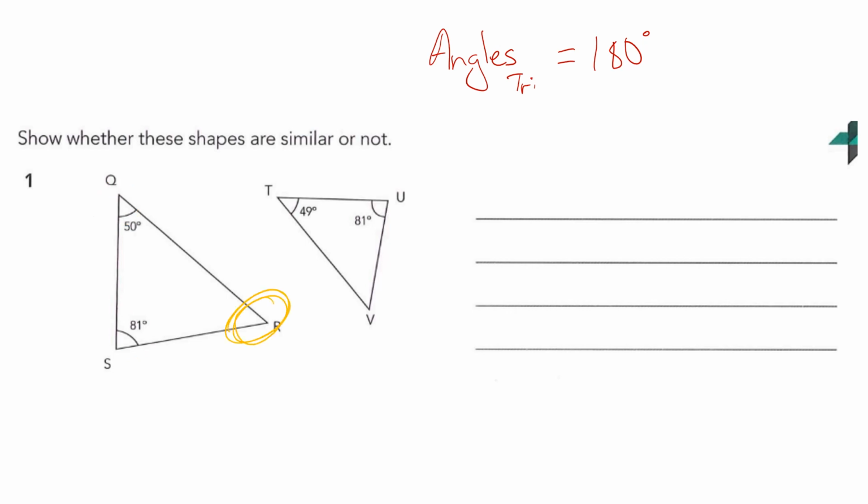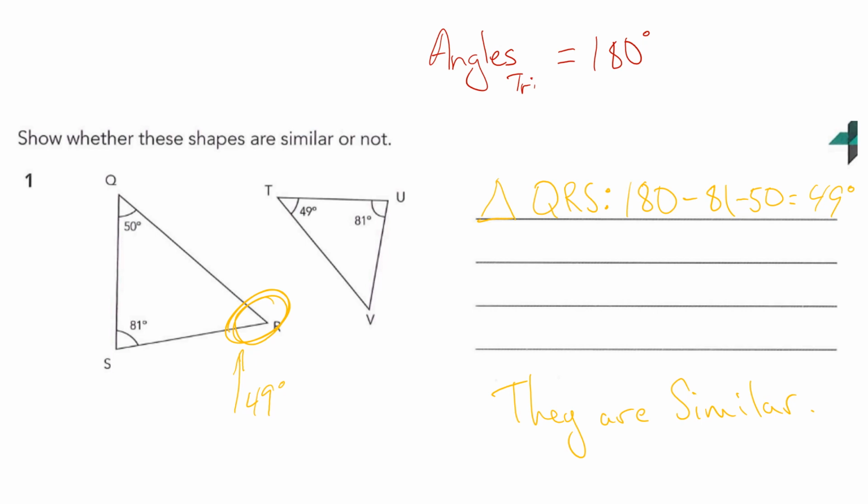And the way I'm going to do that is I'm going to say, I know that my triangle QRS is going to have angles that add up to 180 degrees. So 180 minus 81 minus 50 is going to give us the angle of the last corner, and that is going to be 49. Yeah, so I know that this right here is 49 degrees. I am convinced now that they are similar. They are similar.